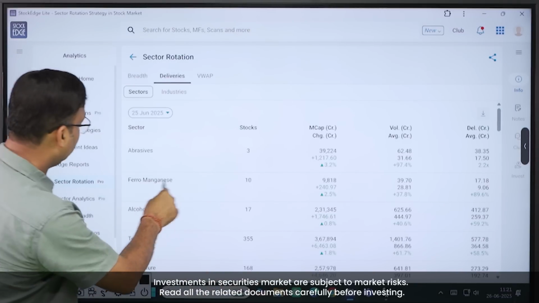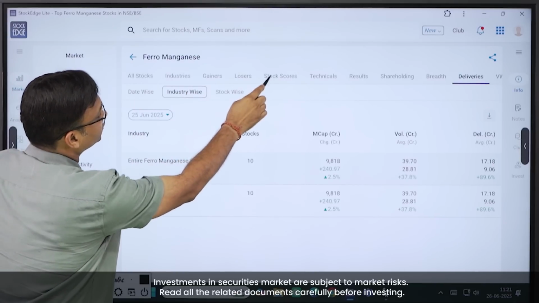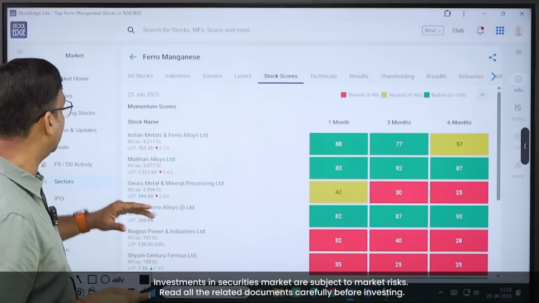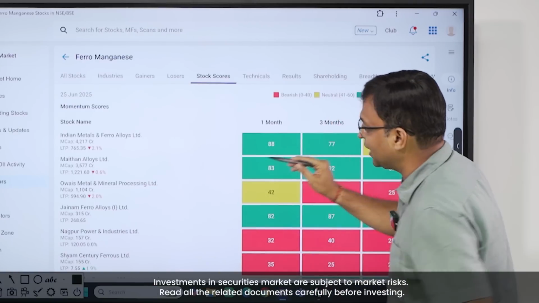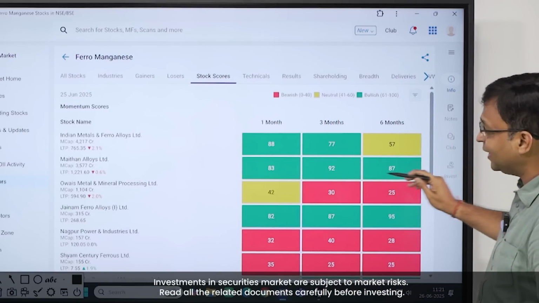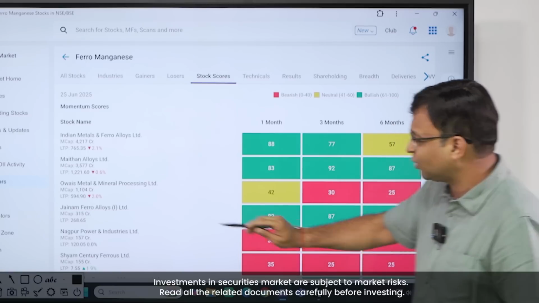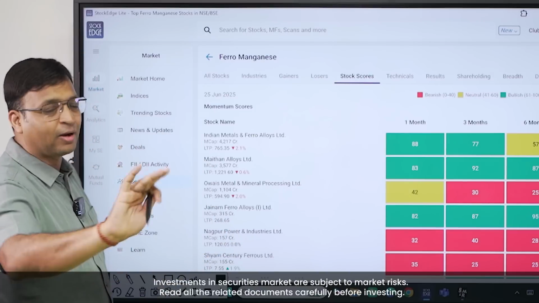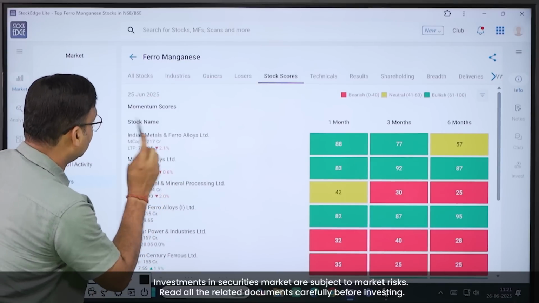Let's go to some other sector, ferromanganese. Let's go there. Let's see the stock scores. Wow, we can see many stocks here. Indian Metal and Ferro, looks like there's something interesting happening here. Methanol, yes, something interesting. JNM Ferro, but this is only 300 crore market cap. I avoid less than 1000 crore market cap. Momentum you should not play there. So these are the two stocks where something exciting is happening.